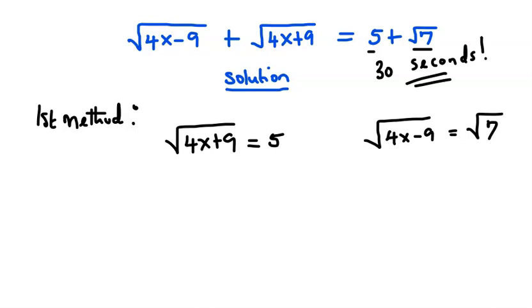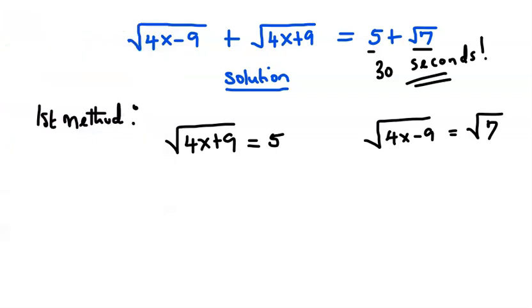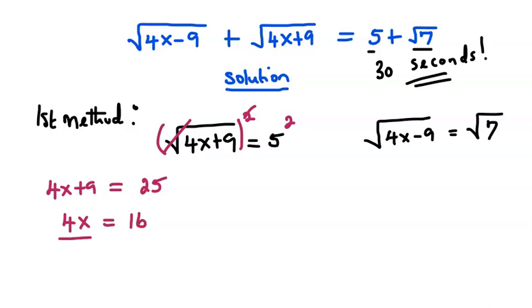Now let us solve these two equations differently. Let's solve the one at the left hand side. We're going to square both sides to get rid of the root sign. This square will cancel this root sign and we're left with 4x plus 9. This is equal to 5 squared, which will give us 25. Subtract 9 from both sides, we get 4x is equal to 25 minus 9, which gives us 16. Divide both sides by the coefficient of x, which is 4. 4 cancels 4, and we get x is equal to 4.